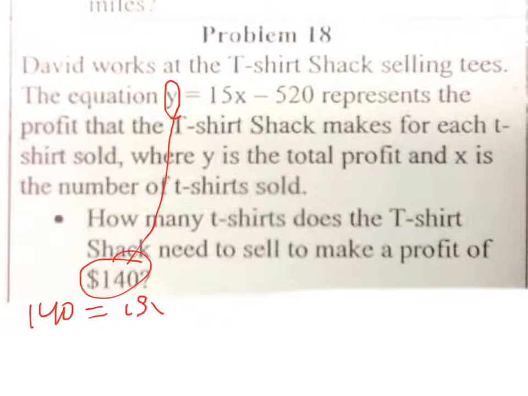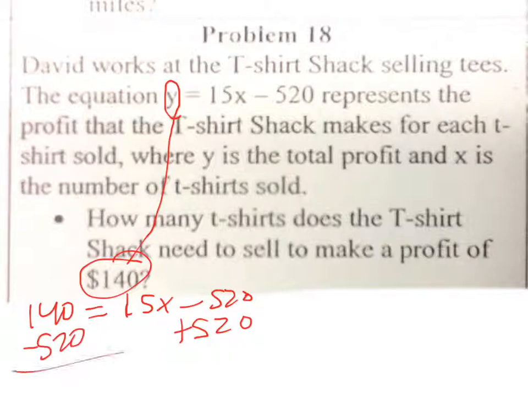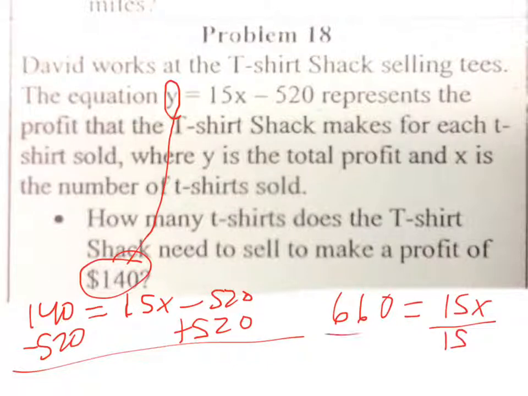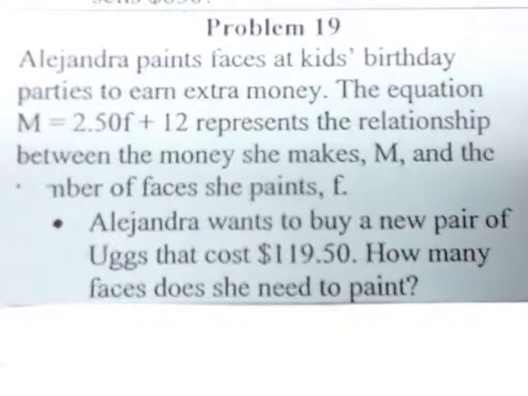And now we've got 15x, now we subtract 520. Well, now you have to solve for x, so subtract, whoops, that is not plus 520, this is subtract 520. And now you need to add 520 to both sides to get your x closer to being by itself. And we're looking at 660 equals 15x. And we divide both sides by 15. You're looking at 44. So you will need 44 shirts.